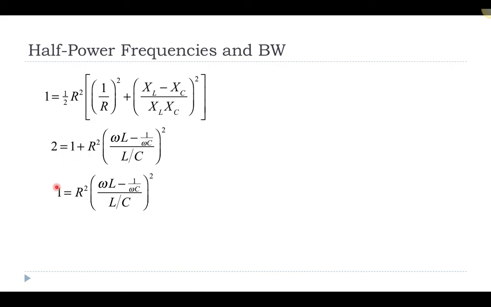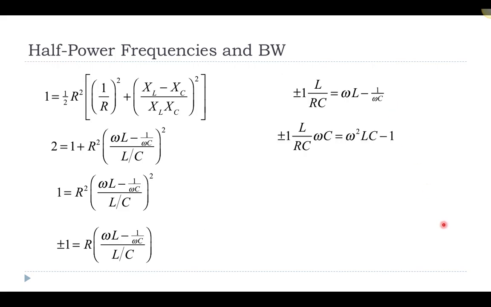This 1 subtracts off from the 2, and I can take the square root of both sides, and when I take the square root, the left side becomes plus or minus 1, and then I have my resistance, and then I have the terms that I took the square root of. I can do a little bit of rearranging, and I can move that L over C to the other side along with the R, and then I have this expression here. I can multiply both sides of the equation by angular frequency times capacitance, and I get this expression.